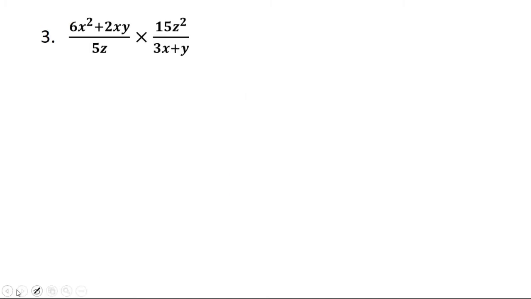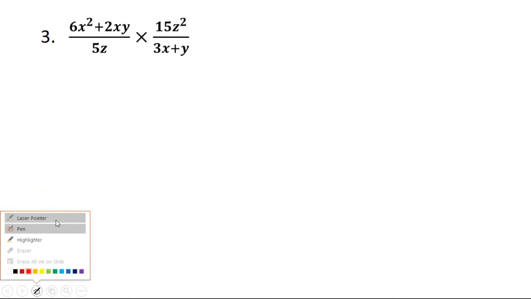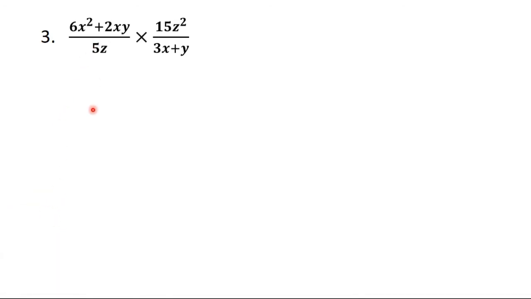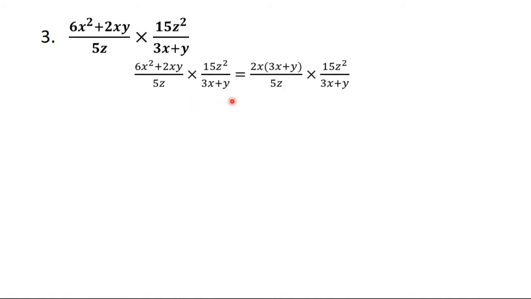Just as we did for the previous example, in this example also, we are going to factorize some common factors out so that we can cancel. So we look at the first one. This looks like something we can factorize, right? So we can factorize 2x out. The numerator is going to give us 2x into bracket 3x plus y, all in bracket, then over 5x times 15 over 5z times 15z squared over 3x plus y.